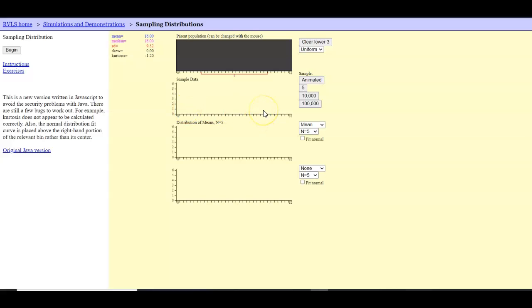Here's a very quick overview of the central limit theorem. The central limit theorem has three main parts. The first is that repetitive sampling will produce sample means that have a mean equal to the population mean. The second part says that repetitive sampling will produce a standard deviation of sample means that's equal to the standard deviation of the population over the square root of n.